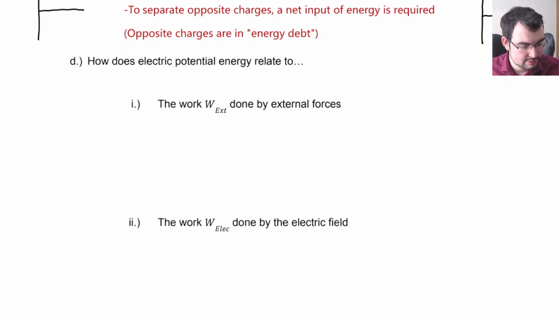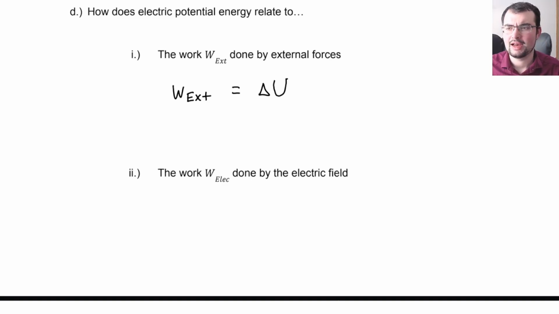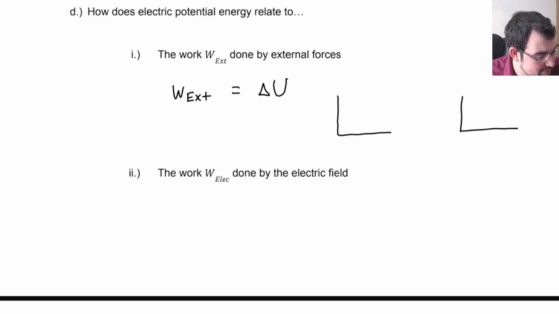How does this relate to these sort of works that are commonly asked about? Well, this one is easier to understand. The work done by external forces, this is just how delta U is defined. Because we're always talking about electrostatics, where we're slowly bringing these charges together, net work by external forces can be thought of as just the net energy change of a system. So that's just saying, how much energy did I have to bring in from the outside?